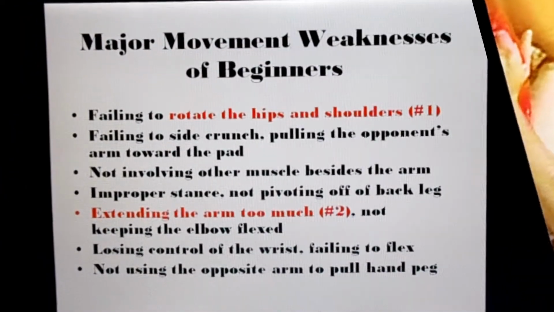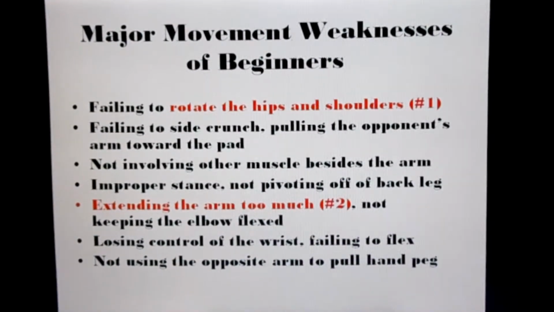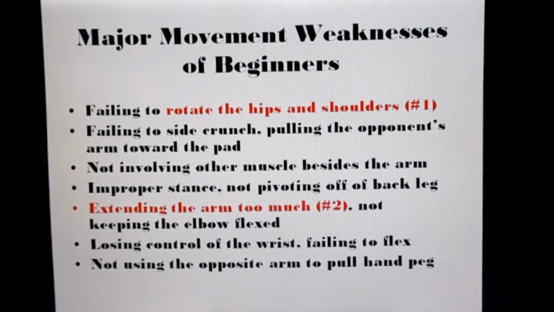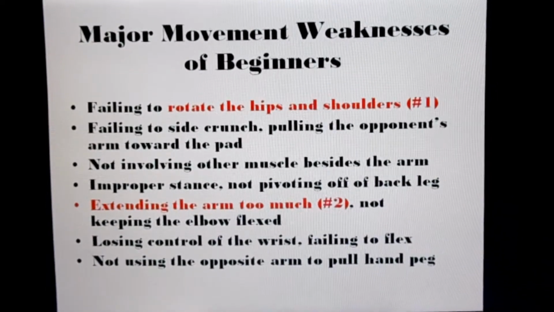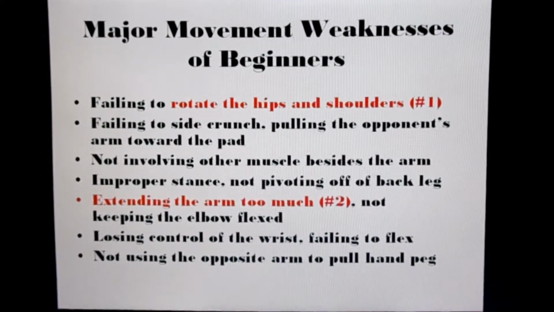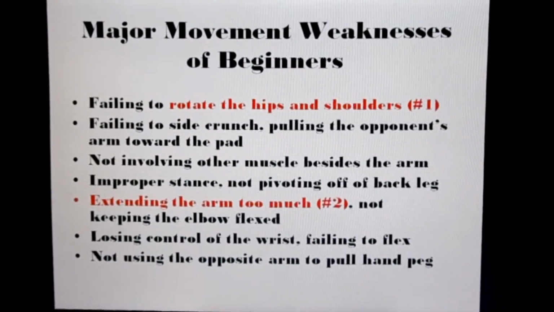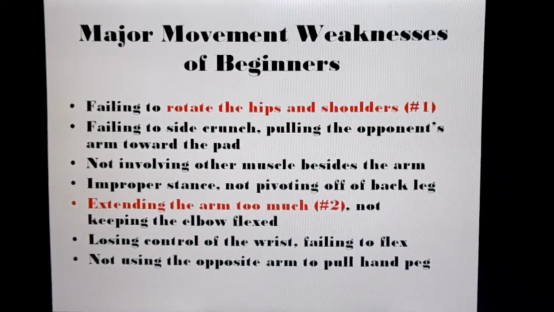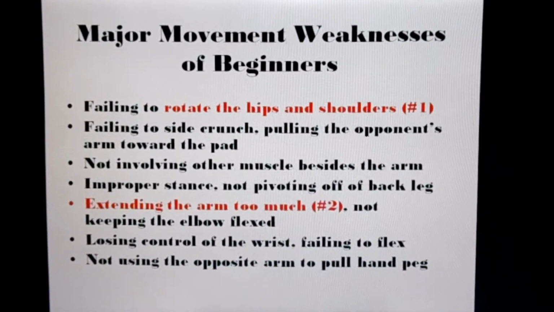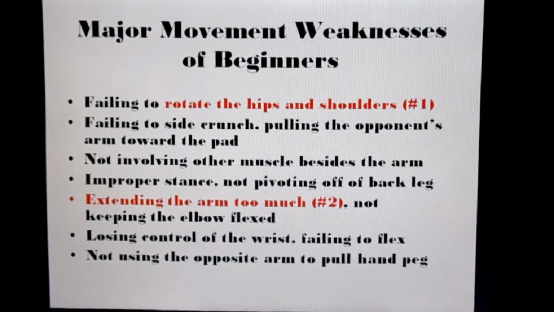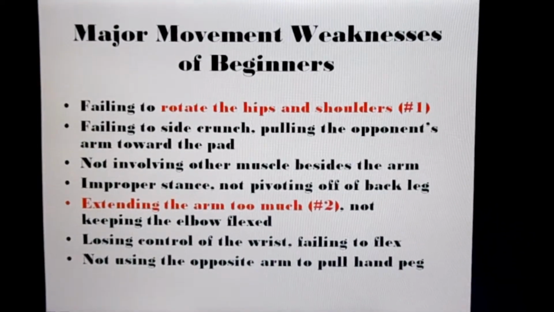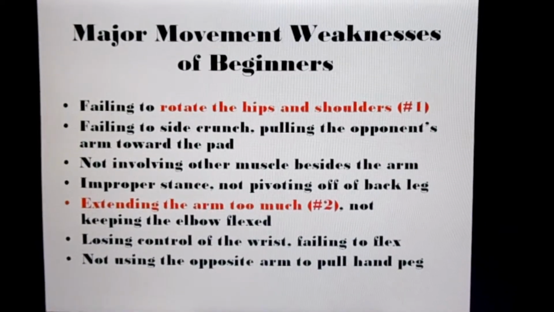Major movement weaknesses of beginners: failing to rotate the hips and shoulders, failing to do a side crunch, pulling the opponent's arm towards the pad, not involving other muscles besides those of the arm, improper stance, not pivoting off the back leg, extending the arm too much, not keeping the elbow flexed, losing control of the wrist, failing to flex, and not using the opposite arm to pull the hand peg.